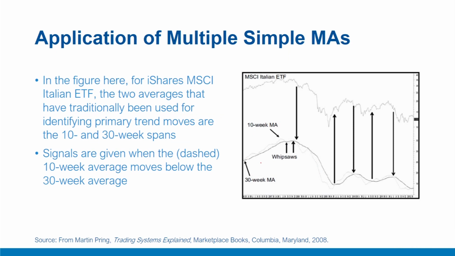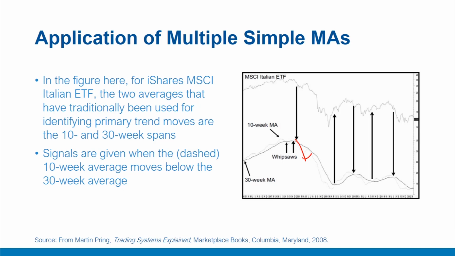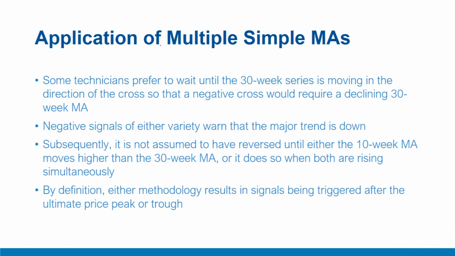In the figure here, notice iShares MSCI ETF. The two averages of 10-week and 30-week are plotted. These have been used to identify the primary trends. Signals are given when the dashed line, this is the 10-week MA, moves below the 30-week average. In the previous diagram, some technicians may prefer to wait until the 30-week series is moving in the direction of the cross. That is here. The 30-week MA is also turning. So a negative cross would require a declining 30-week MA.